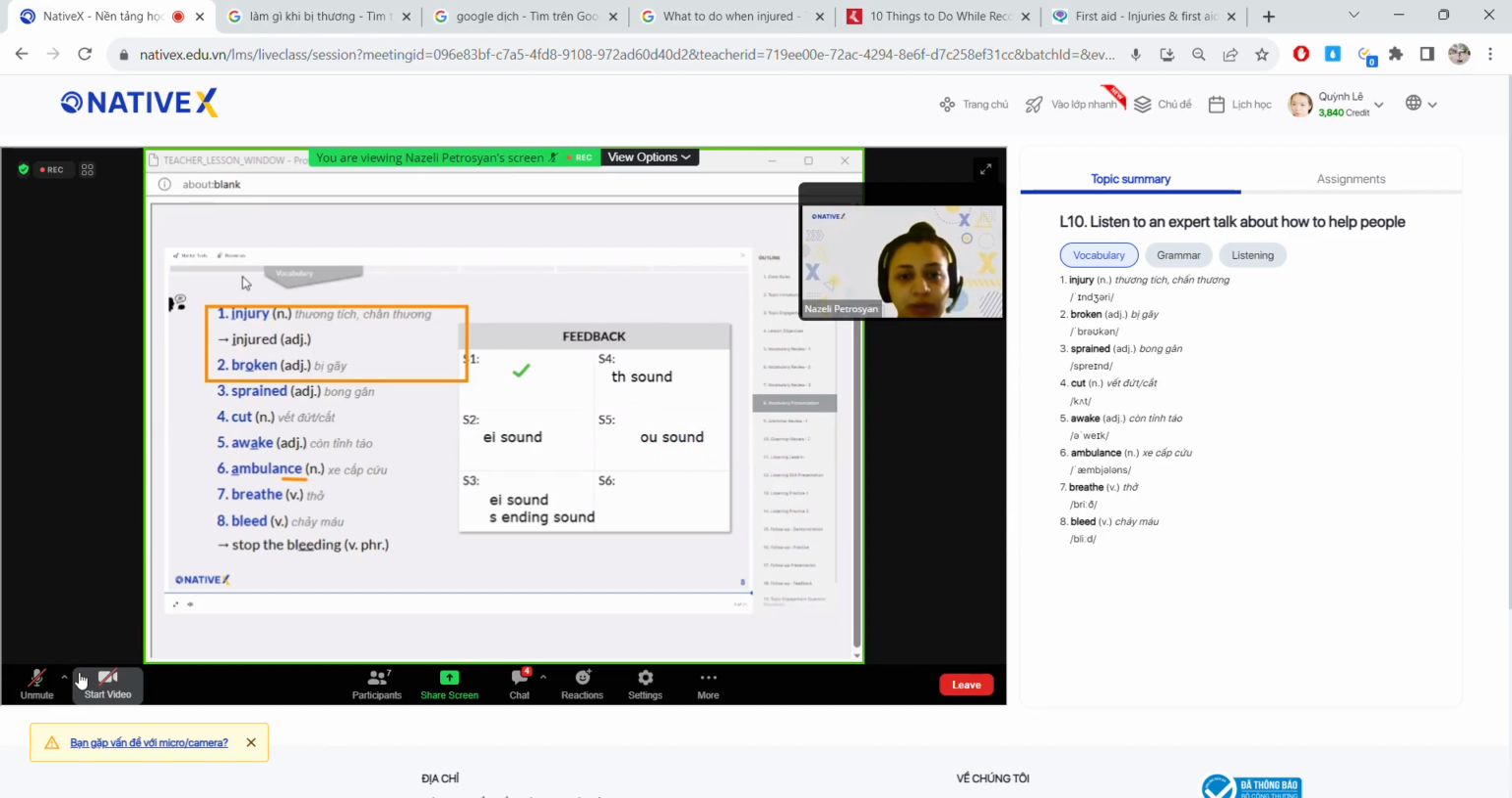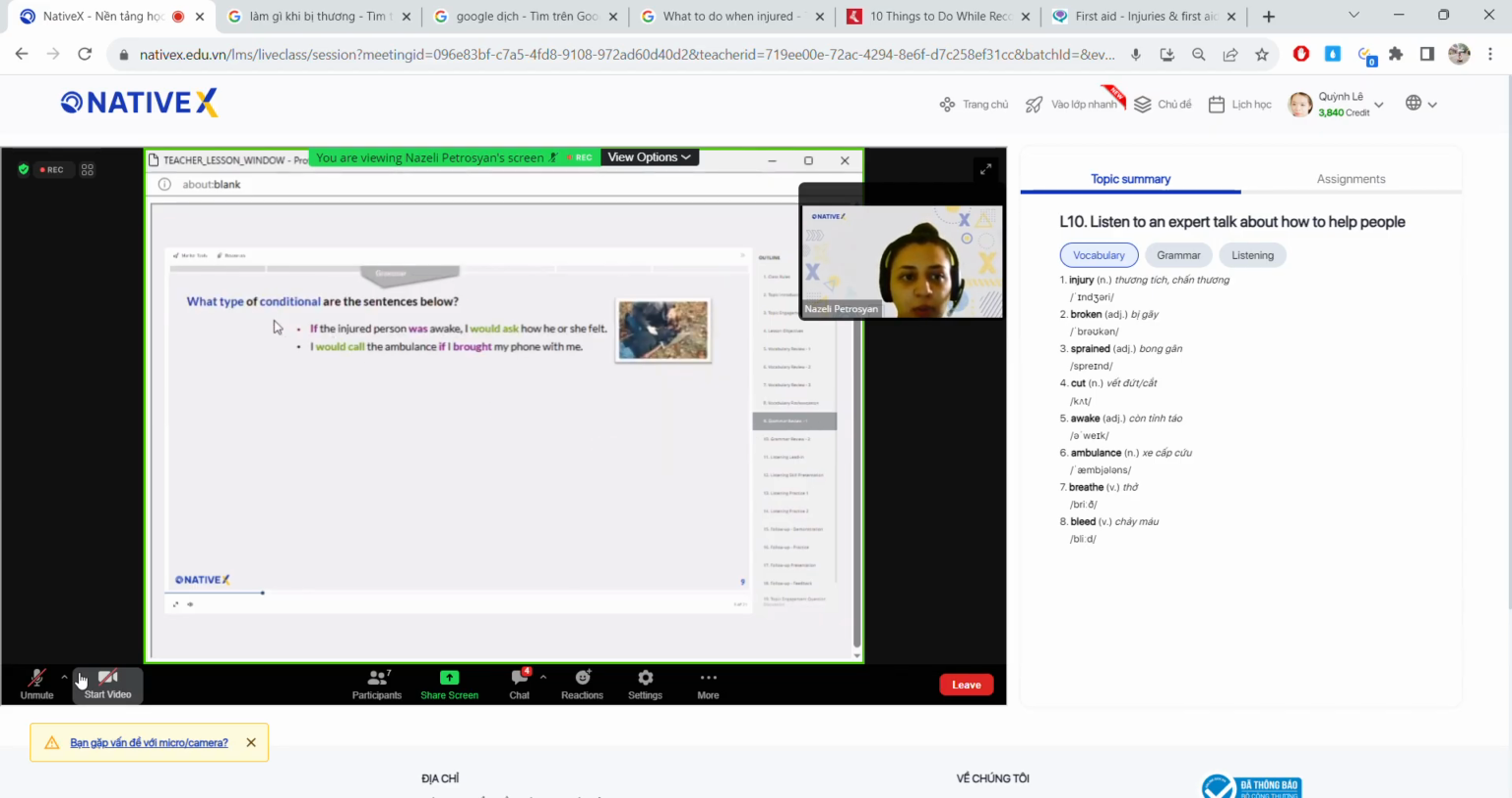Please, one more time, have a look at pronunciation. And of course, have a look at the words that I advise you to practice more. And practice them a little bit more after the lesson. It will be really good. Now we can move on to grammar. So what type of conditional are the sentences below?